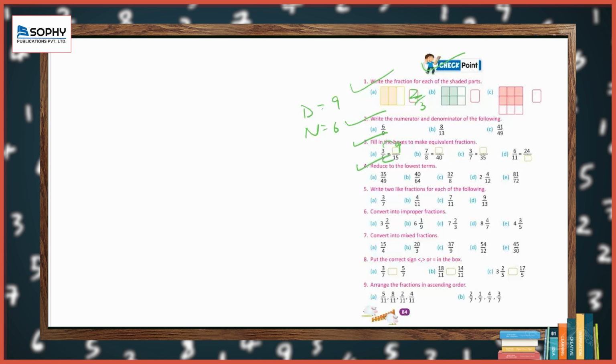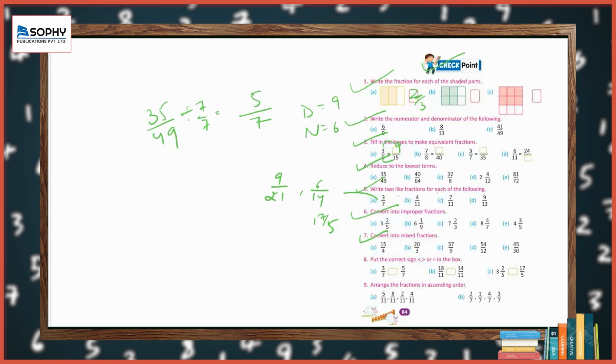In the next one, we have to reduce it to the lowest form. So 35 by 49, when divided by 7, it becomes 5 by 7. In the next one, we have to write 2 like fractions for each of the following. So 2 like fractions will be, very good, students, that is 6 by 14 and 9 by 21. We have to convert it into improper fraction. That will be 5 3s are 15, 15 plus 2, 17 by 5 is our correct answer.